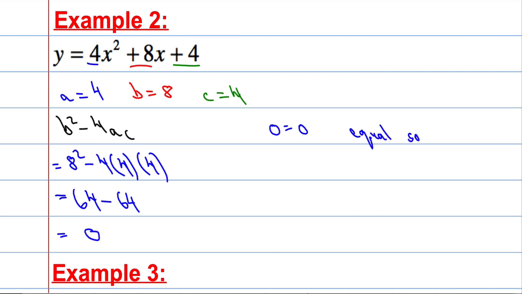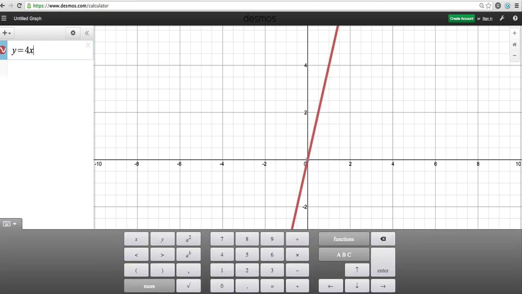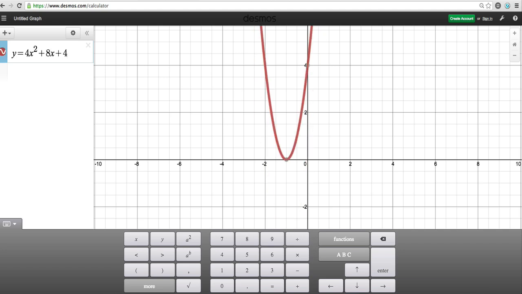Equal solutions or roots. Now let me show you this really quickly using Desmos. So we've got y equals 4x squared plus 8x plus 4. And you can see quite clearly here the graph just touches the x-axis at one point. So we say it's got equal solutions, and there it is.